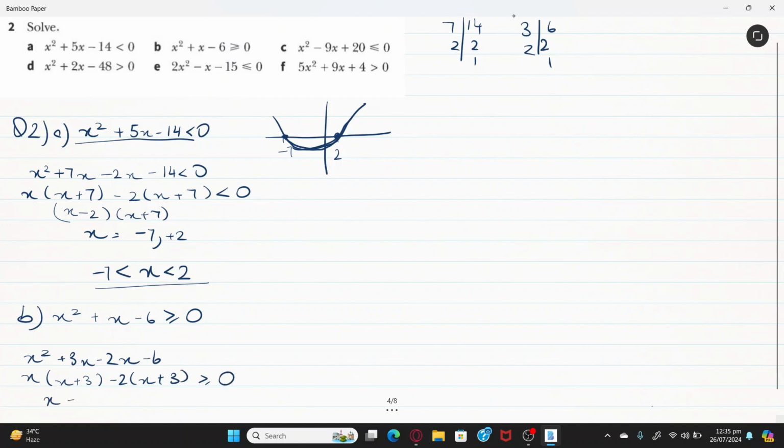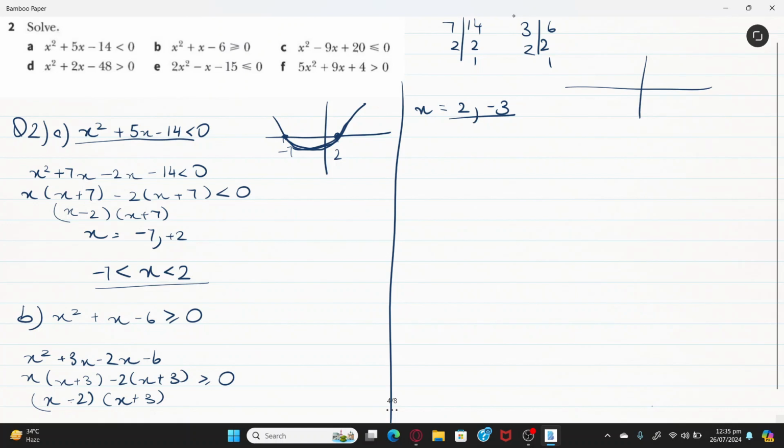So x minus 2 and x plus 3, and thus we are going to get two values for x. x is either equals to +2 or x equals to -3. So we have two values for x, and according to the graph, what this basically is, -3 to +2. It's basically showing this type of parabola. Let me correct this, something like this.